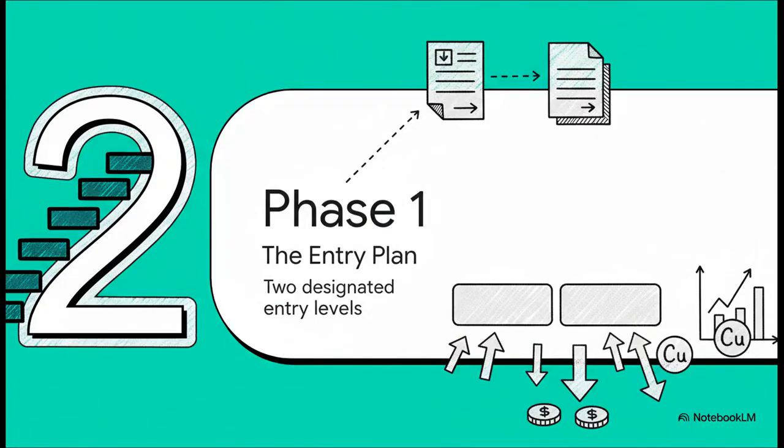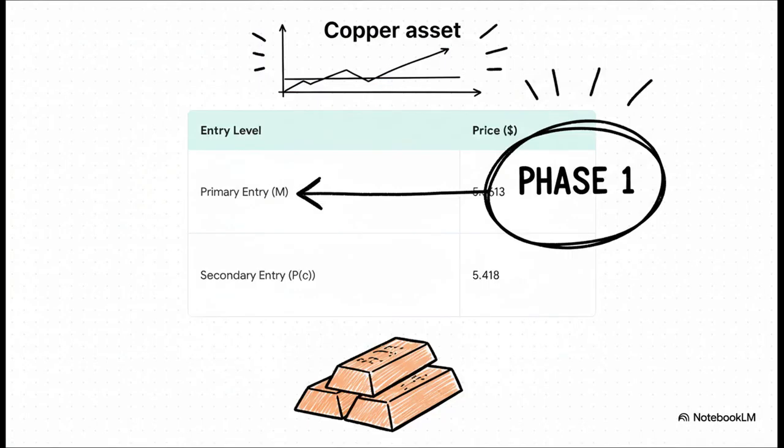So what does being in phase one actually mean? Well, this phase is all about a very specific entry plan. The documentation points to two distinct entry levels. Let's take a look at the actual numbers. Here they are, the two entry points for phase one. The first one, the primary entry, is labeled M, and it's set at 5.6613. Then there's a secondary entry, labeled PC, which is an optional level at 5.418. Now, what's really crucial to understand is that both of these levels fall under the phase one umbrella. Hitting PC doesn't start a new phase, it's all part of this initial plan.